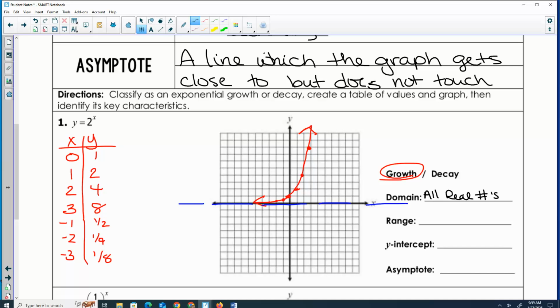Positives. My range is talking about the y, is greater than 0. We only have positive y values, so y is greater than 0 will be my range.